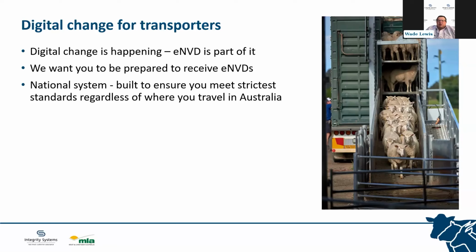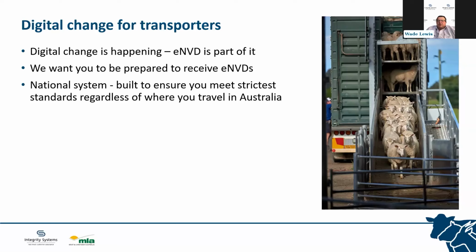We want our industry to be prepared for when they receive an eNVD. There will be plenty of our clients and customers that will still be using paper, and they probably won't change. But we want to make sure that the transport industry is aware of how to receive an eNVD and how to use that eNVD once you've got it. It's a national system that has been built to ensure you meet the strictest standards, regardless of where you're travelling in Australia. It's been built so it can be accepted all across Australia, and it's standardized.